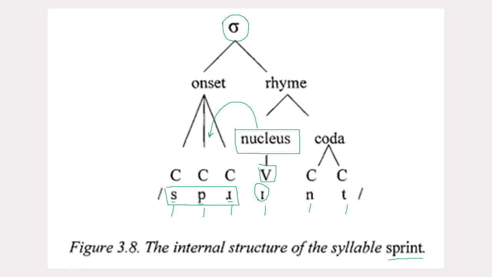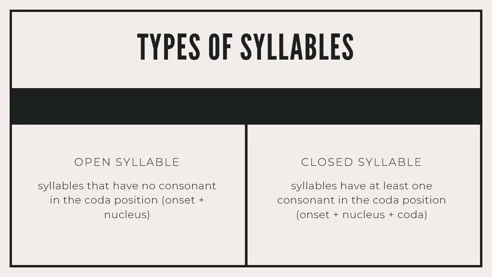Next, we have our coda. The coda, on the other hand, refers to the consonant sounds that come after the nucleus. And in the syllable sprint, our coda includes the phoneme N and the phoneme T. This time, let us talk about the different types of syllables. So we have two. We have your open syllable and your closed syllable.